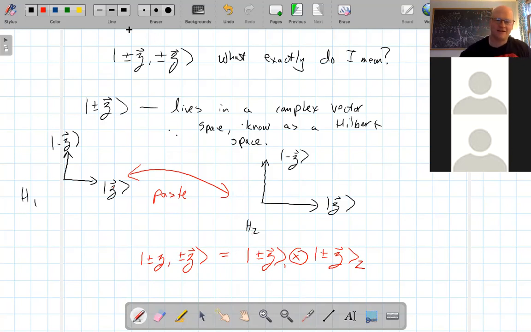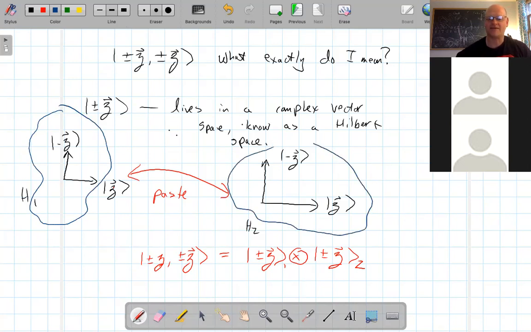So this notation here means this. What we're doing is we're taking this complex vector space, this Hilbert space for the first particle, and this complex vector space, this Hilbert space for the second particle. This is a one particle Hilbert space, this is a one particle Hilbert space, and then we're pasting those two Hilbert spaces on top of each other to create a new Hilbert space, which is the direct product of these two spaces.